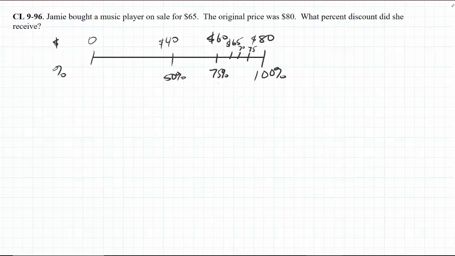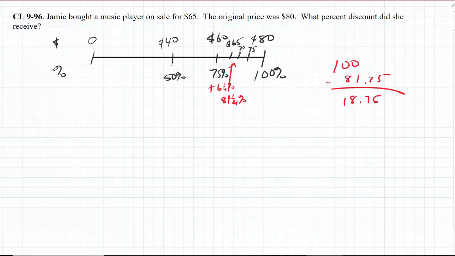I'm going to just add the 6 1/4%. And that gets me to 81 1/4%, 81 2/500% for the $65. So that's not the discount. Obviously, the discount is going to be 100 minus the 81 2/500, so that's going to be 18 7/500% discount.